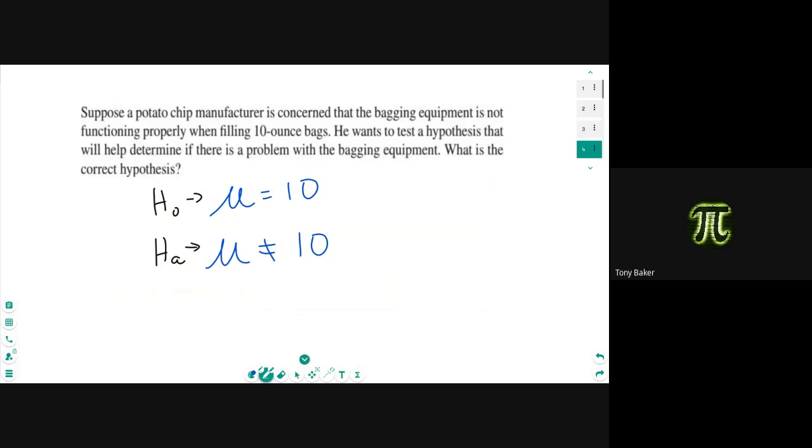Does that part make sense? We're going to do a couple more of these before we actually go into all of the steps. But these two statements are going to give us the information that we're going to use to go forward in the actual test.